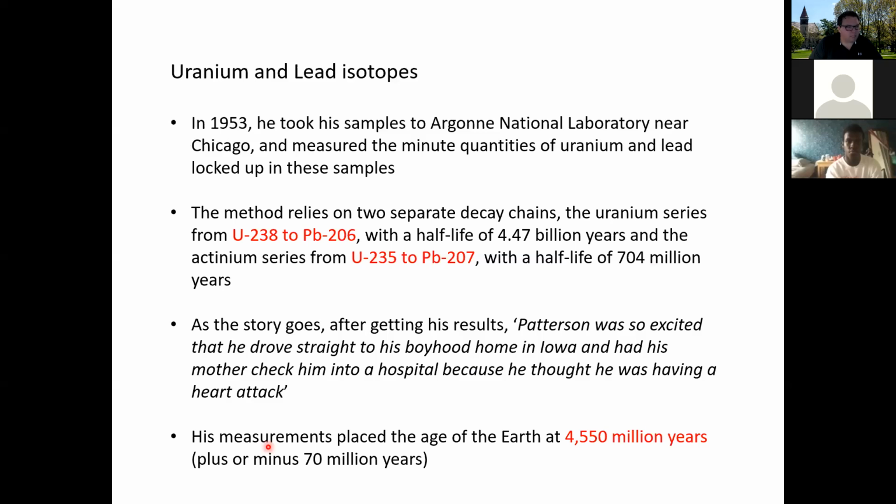early generations of mass spectrometers, but really careful, diligent analysis of a broad suite of samples, is that if you looked at meteorites from all over the world, he got an age of the Earth of about 4.55 billion years old, plus or minus 70 million years.